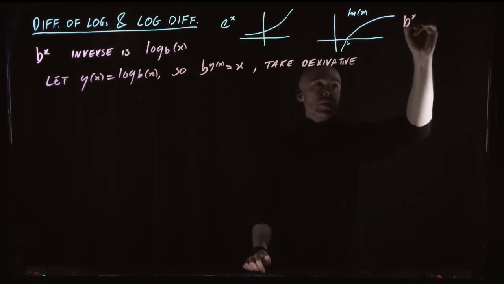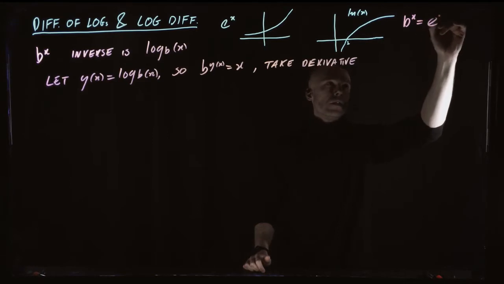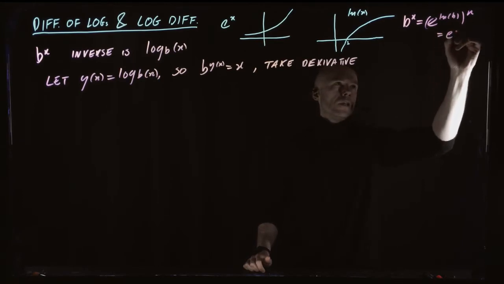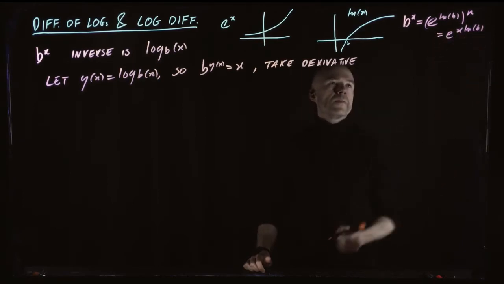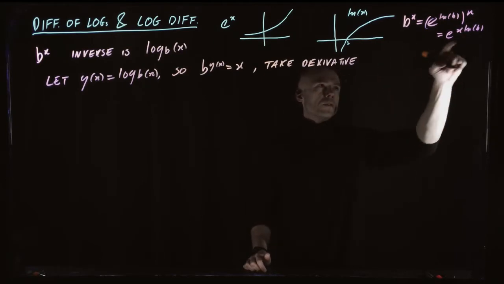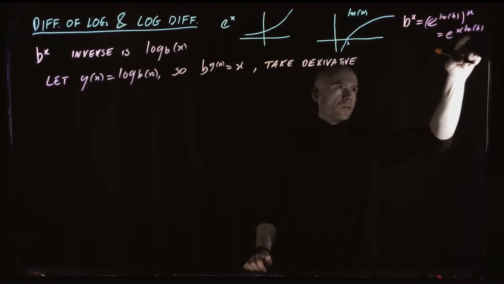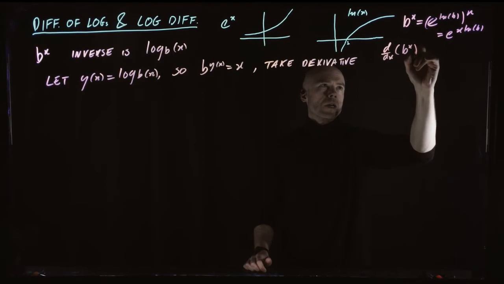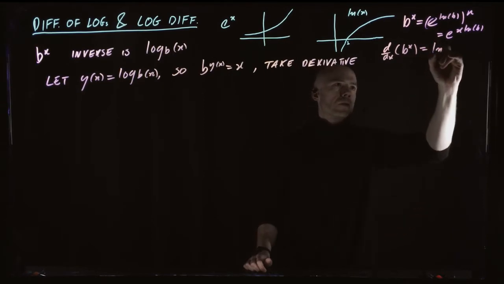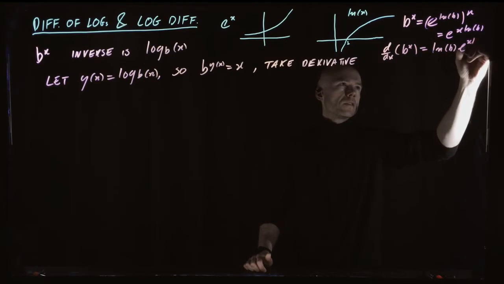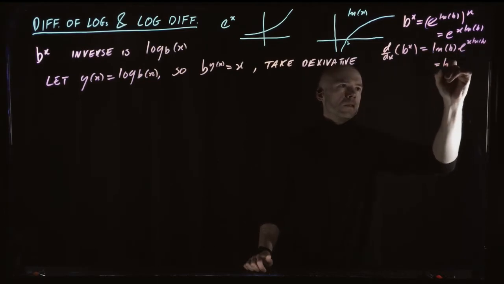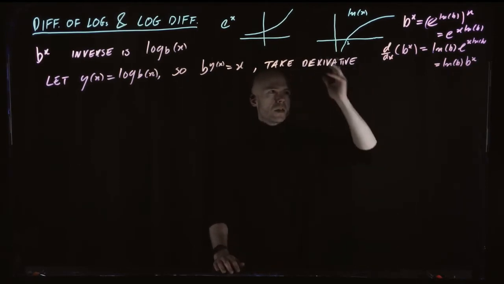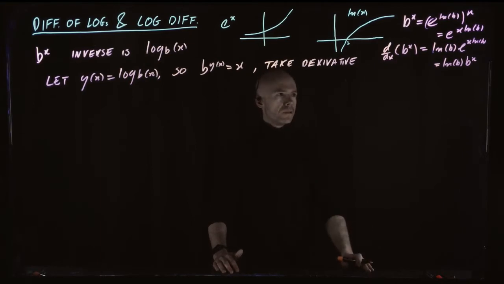So recall, b to the x, we write this as e to the x natural log of b. And if we differentiate this, what happens? Well, we have the chain rule. The outer function is e to the x. The inner function is x log b. So d by dx of b to the x: we're going to have log b times e to the x log b, which is log b times b to the x. We did this before. If you are not comfortable with this, work it out. Don't just remember it, work it out.